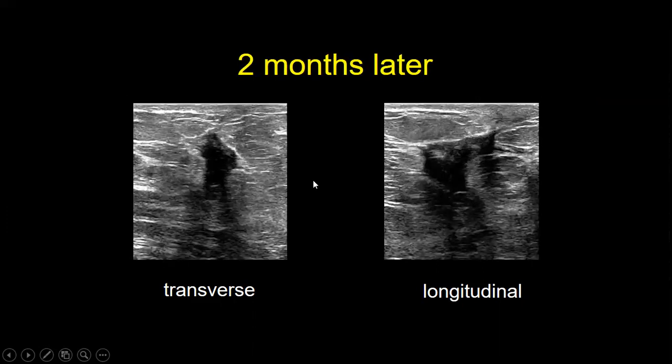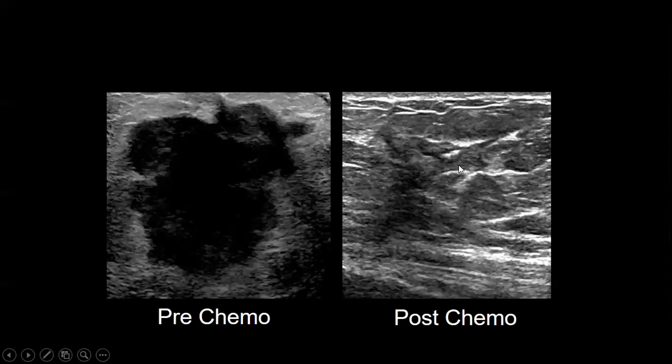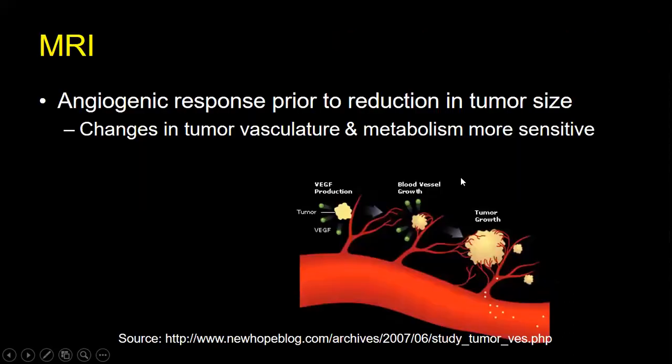But by the 2 months here, you see that there's more response. You no longer really have a mass. You're starting to have more of a tumor bed. And by 3 months, you have definitely more of the tumor bed situation where you just have hypoechoic material, kind of flat. Here is the echogenic clip, the marker. And again, comparing the pre-neoadjuvant chemo, how it started out, and afterwards, that is your marker. You see the biopsy clip as an echogenic focus and hypoechoic residual tumor bed.